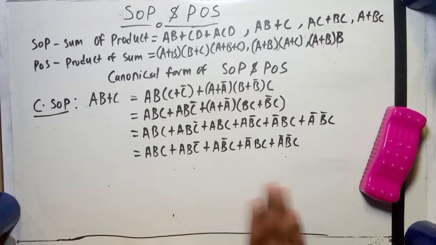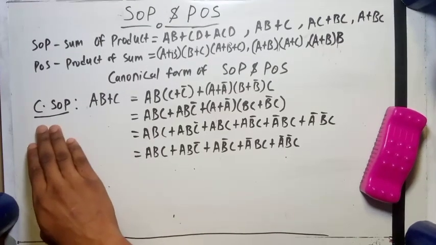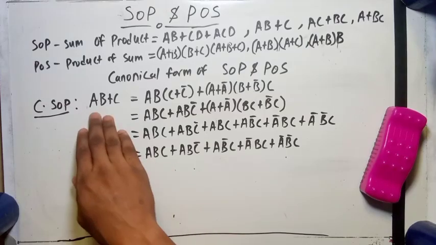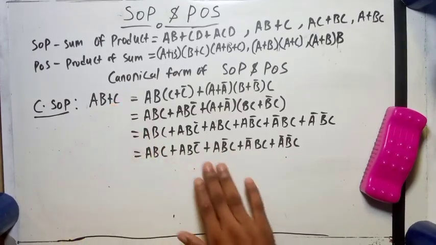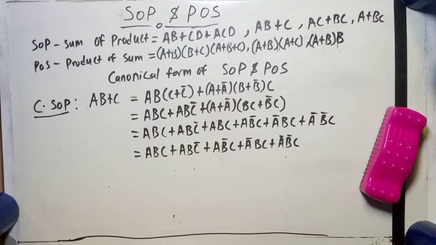ABC. Okay. Now what we have gotten is what we call the canonical form of A, B plus C. This is it. So this and this are actually the same, but this is its canonical form.